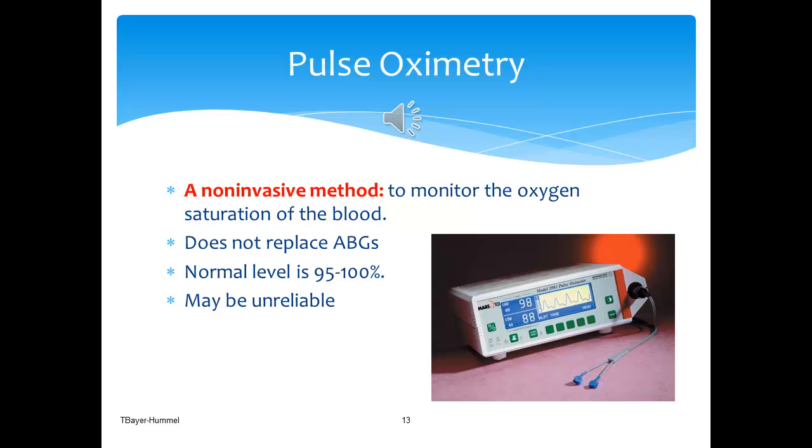This is a picture of a pulse oximetry machine. This is a non-invasive method to monitor the oxygen saturation of the blood. It doesn't replace ABGs. As mentioned earlier, the normal level is 95 to 100%. It may be unreliable. Think about some factors that might cause this to be unreliable, such as poor peripheral circulation.